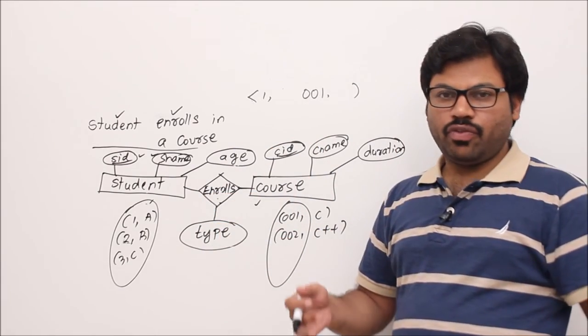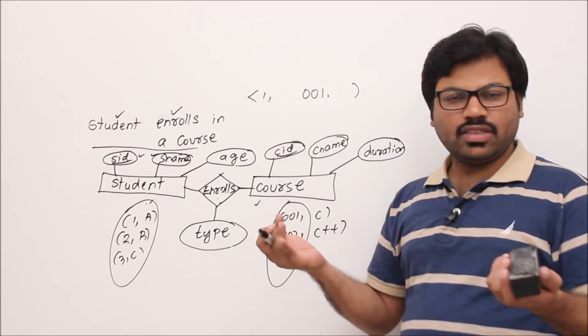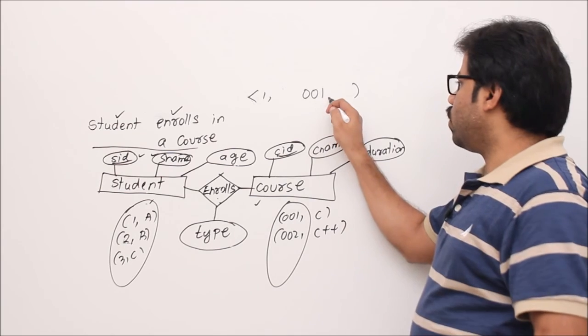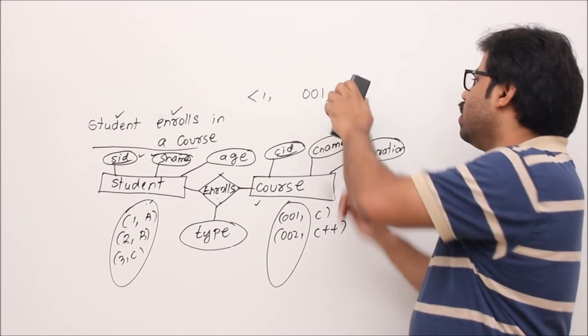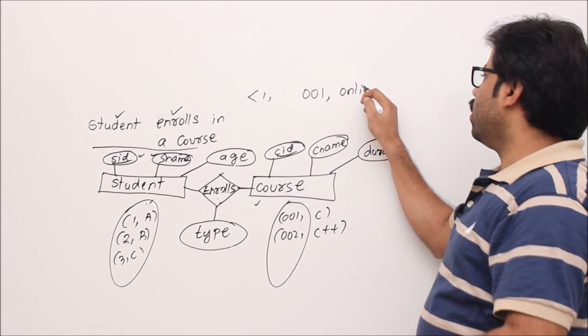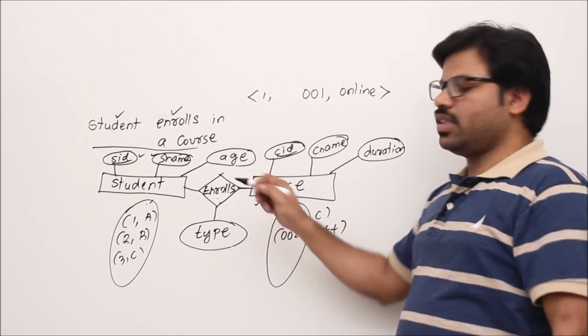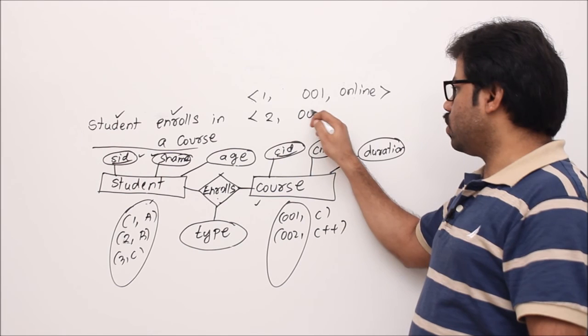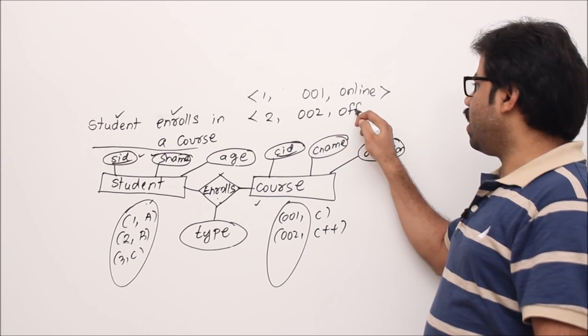Type also important. If you don't mention type, can you say what is the type? Is it online or offline? So 1 comma 001 and the type is online, let's say. Okay. So in that way we can record relationship. Second one, 2, let's say enrolling for course 002, but he is interested in offline.